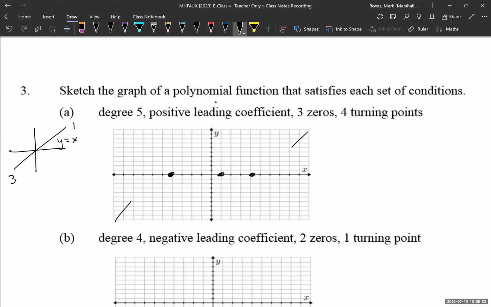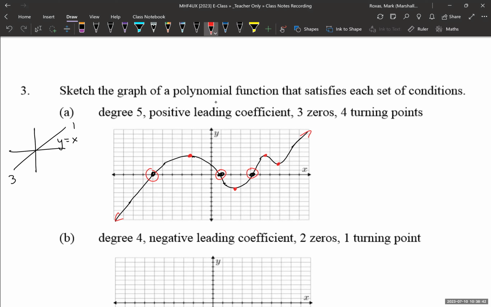Okay, and then we have to have 4 turning points. Let me make something like this. Doesn't matter where you put them. So we're going to cross the x-axis there. We're going to turn, cross back the x-axis, then turn again. And maybe before we go up again, we can turn again like that. There you go. So here I have 1, 2, 3, 4 turning points, and then 1, 2, 3 zeros. And end behaviors follow a positive leading coefficient, and that's degree 5.